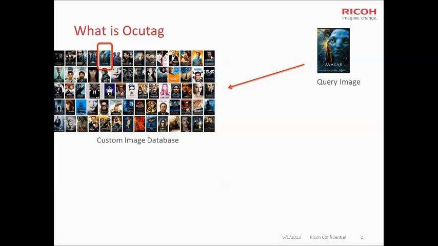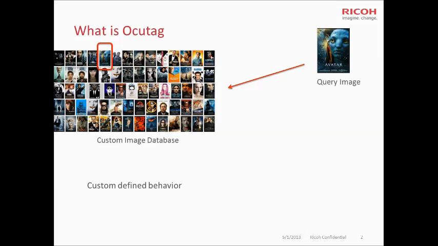It can do a visual search. It basically generates a unique fingerprint for each image, and it can use that fingerprint to identify what that particular image is. So that's the core of Ocutag. It's an image recognition platform. So what happens after this image is recognized? That is something that you as a developer can define. You can have your own behavior defined when Ocutag identifies this image.